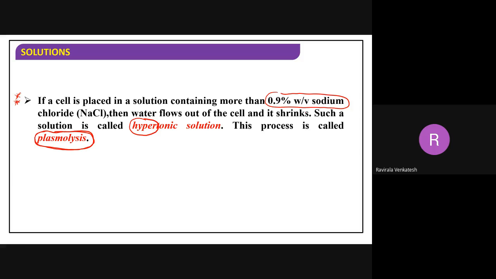Now, what I am doing here is placing a cell in this solution. I have taken a cell. We are taking a cell like this. Just imagine this is a cell, right? This is a cell actually. Where am I placing this cell here?